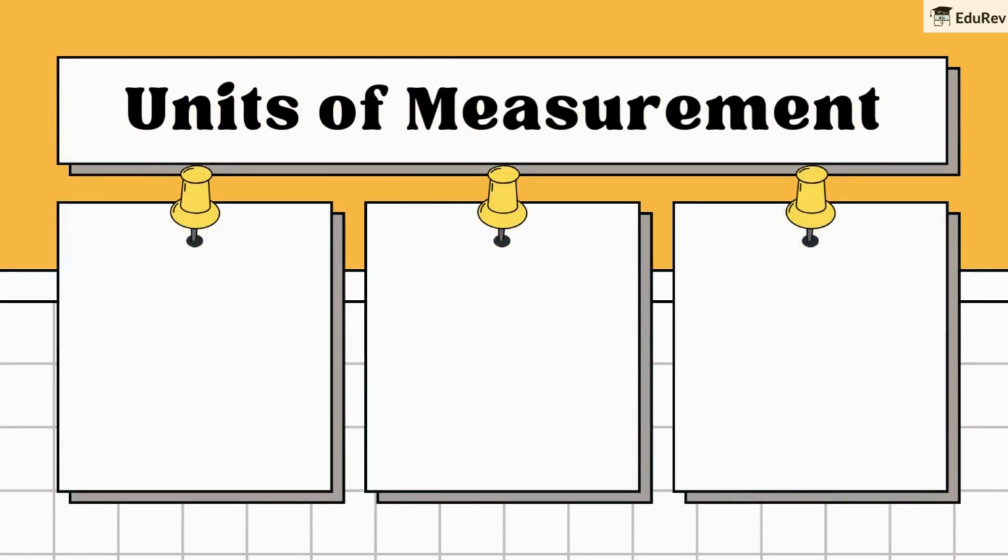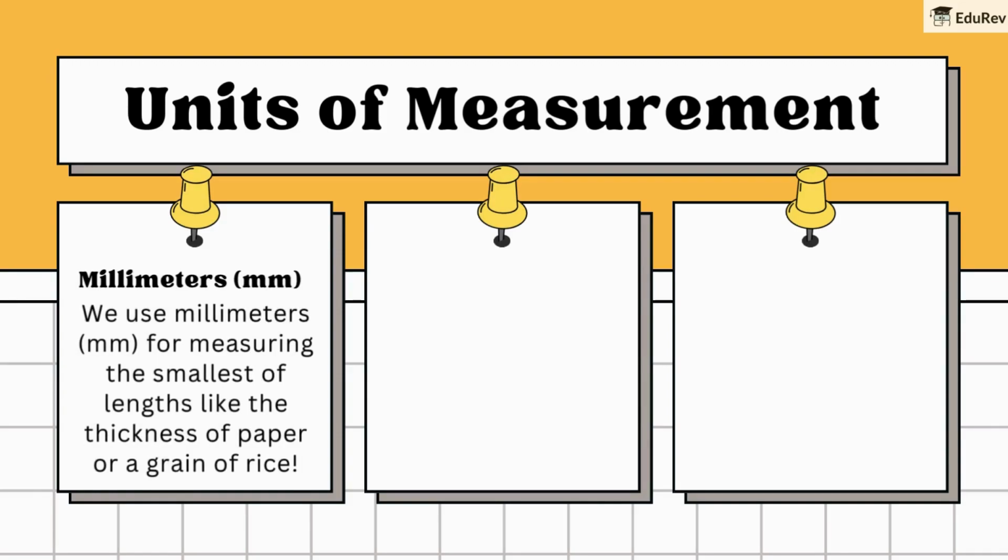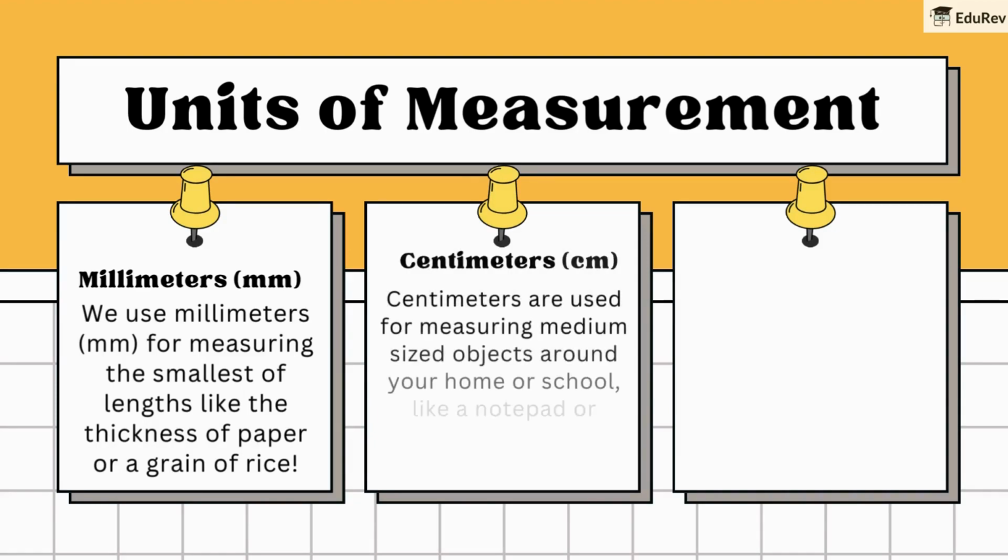First up, let's talk about units of measure. There are different units for measuring different things. We use millimeters for measuring the smallest of lengths, like the thickness of paper or a grain of rice. Centimeters are used for measuring medium-sized objects around your home or school, like a notepad or reading book. There are 10 millimeters in 1 centimeter.